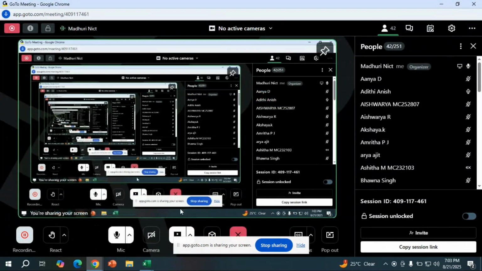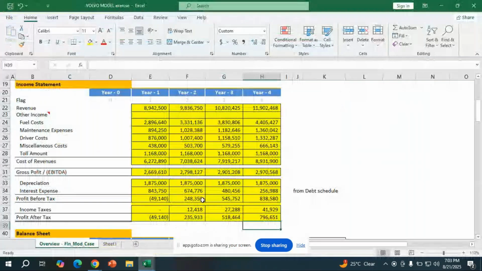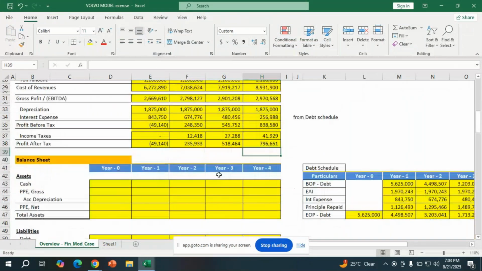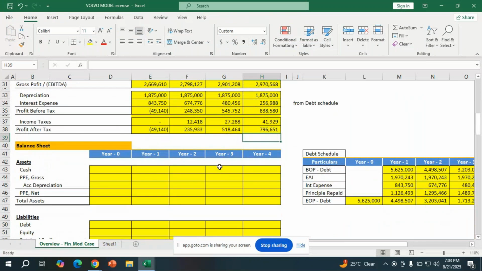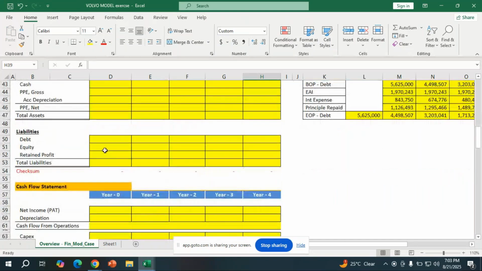Yes, have you completed the income statement? Is it over? Fine. So now we'll proceed with the table. We have arrived at the PAT here, right? So now we step down to the balance sheet. Fine. So slowly we'll move to the balance sheet.